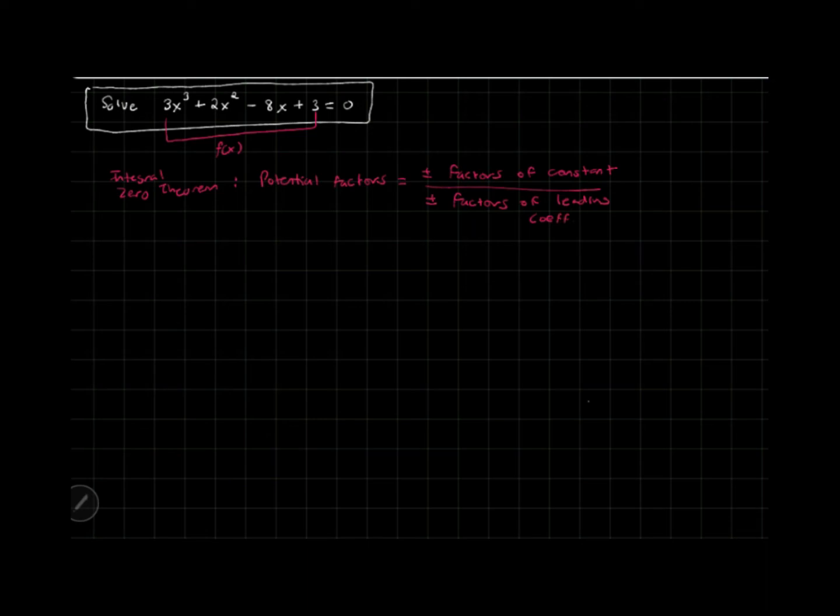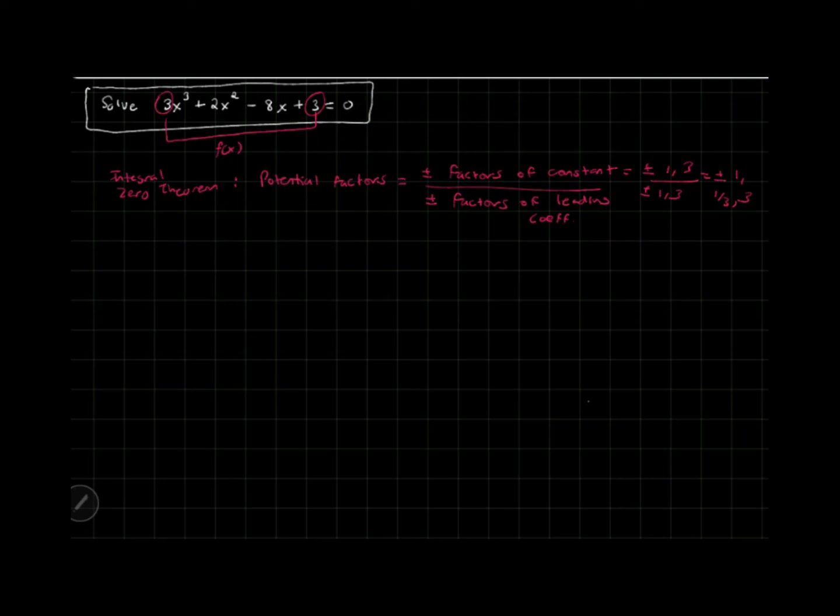Okay, so factors of the constant over factors of the leading coefficient. The constant here is the 3, so plus or minus factors of 3 are 1 and 3. The leading coefficient is also 3, so plus or minus 1 and 3. So what we can test out is plus or minus 1, 1/3, 3. You're just dividing it by each number.